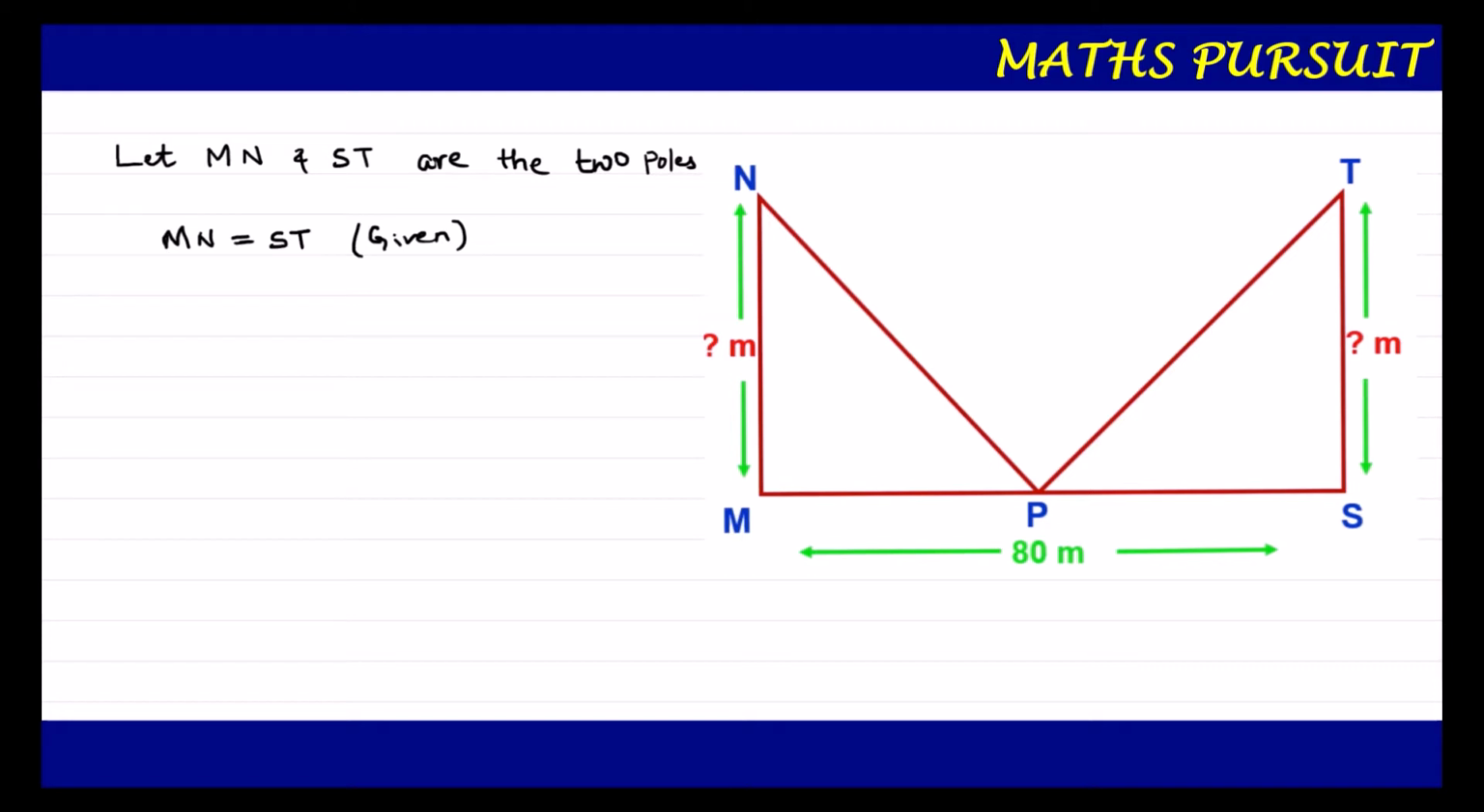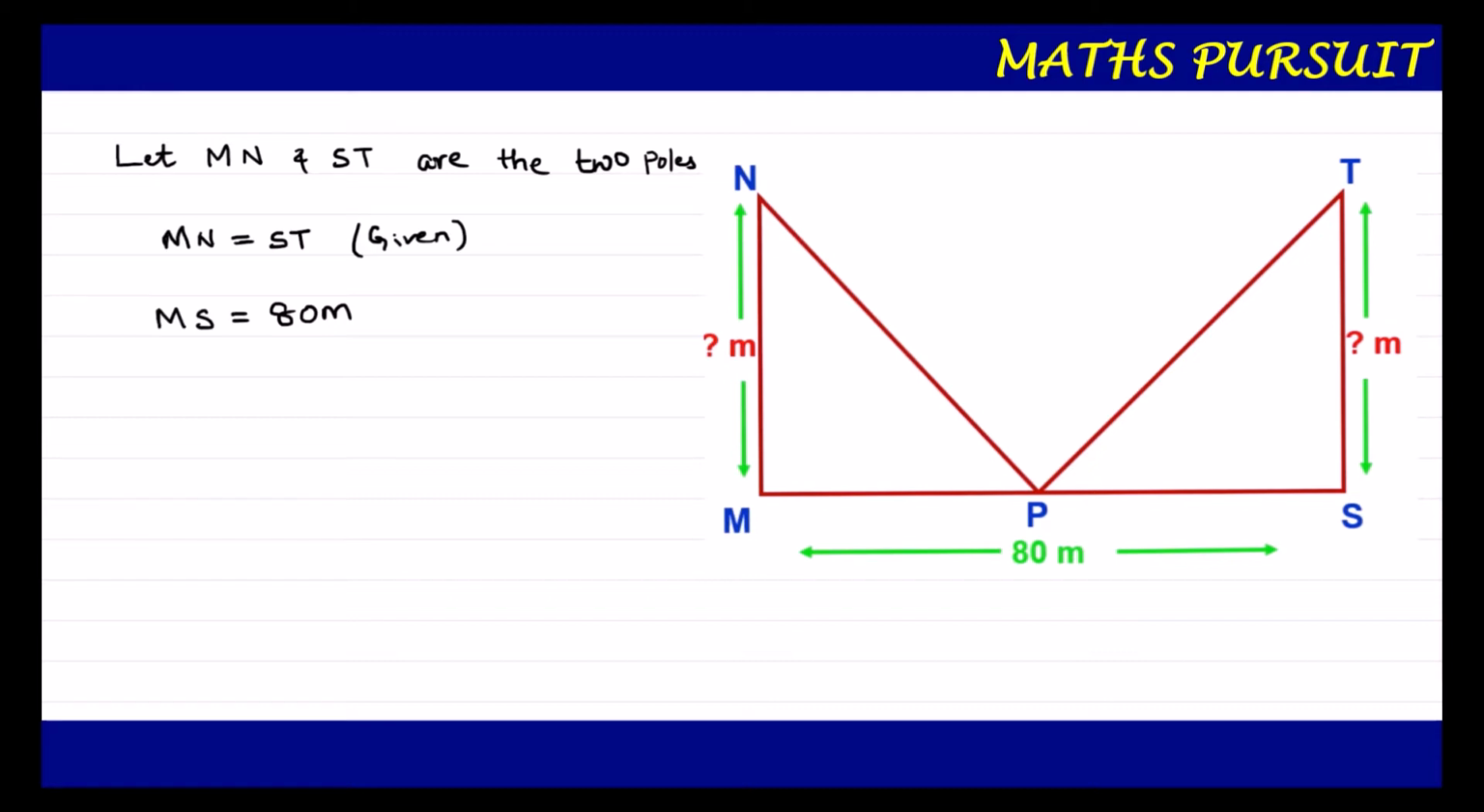Now let us again look into the question. Two poles of equal heights are standing opposite each other on either side of the road, which is 80 meter wide. If you look into the diagram, the gap between M and S is the road. So as per the question, MS is equal to 80 meter. This is also given in the question.